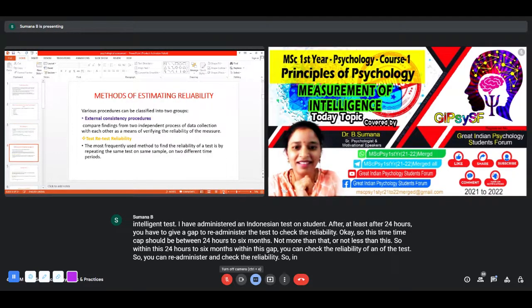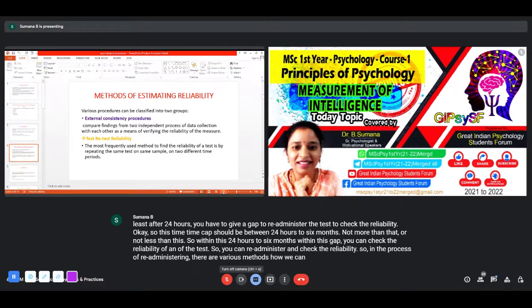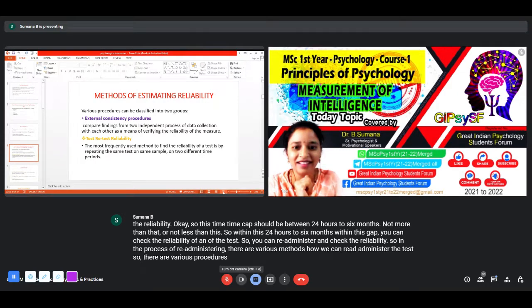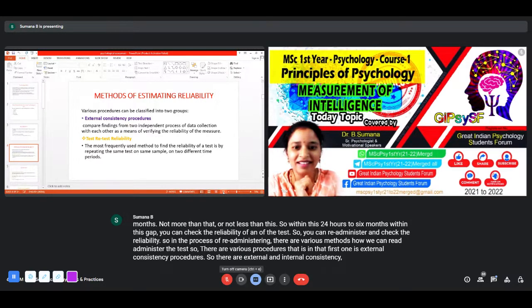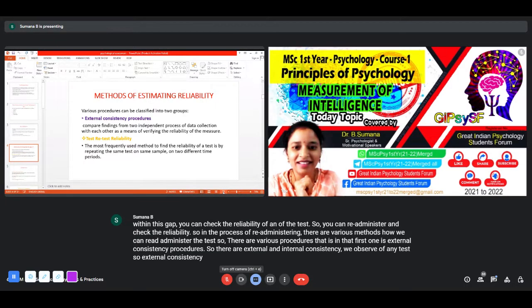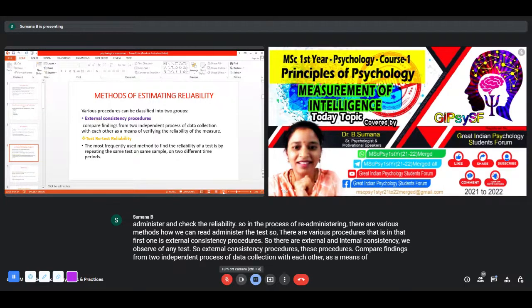So in the process of re-administering, there are various methods for how we can re-administer the test. So there are various procedures. The first one is external consistency procedures. There are external and internal consistency we observe of any test. External consistency procedures compare findings from two independent processes of data collection with each other as a means of verifying the reliability of the measure.